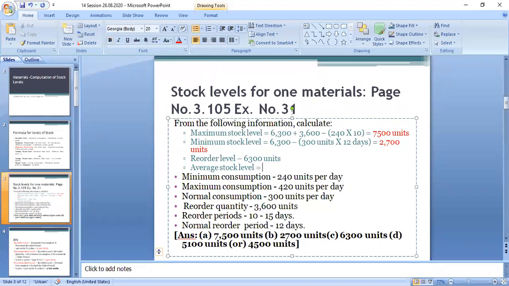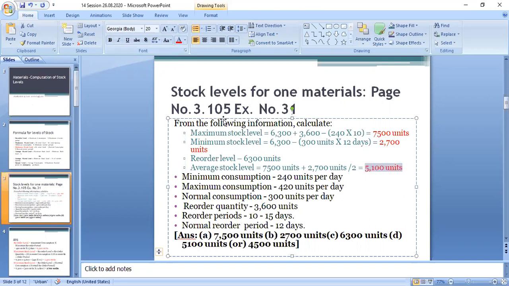So we can calculate the average stock level: maximum stock level plus minimum stock level. The maximum stock level is 7,500 units. The minimum stock level is 2,700 units. So 7,500 plus 2,700, that amount is 10,200, divided by 2. You will get 5,100. This is called the average stock level. The first answer is calculated.